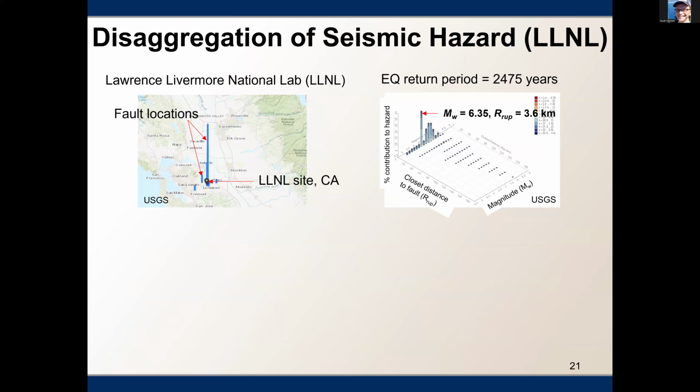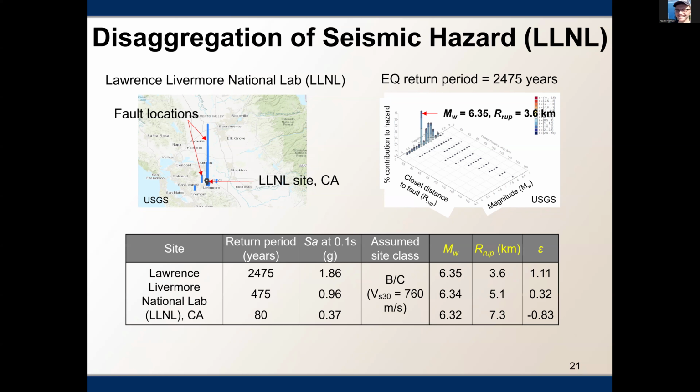And then I selected another site. Now I've selected the Lawrence Livermore National Lab site. This site is in California, which is a region of high seismic hazard. Here also you can see the fault locations and the disaggregation results for an earthquake return period of 2,475 years. Using the same procedure, I was able to get the magnitude, distance, and this epsilon term for different return periods with spectral acceleration at 0.1 second as the intensity measure.